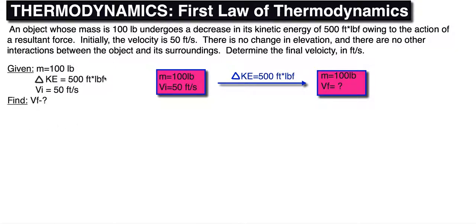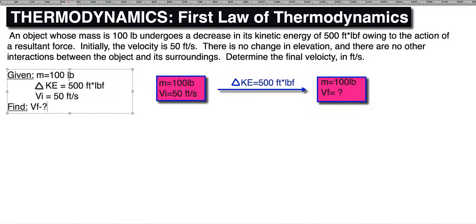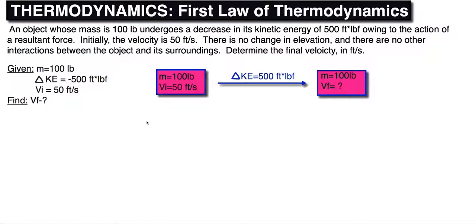So this is just a summary of the main things that we've got so far. Given mass, given change in kinetic energy. Actually, it's a negative change in kinetic energy because it's a decrease, so it's going to be minus. And then the initial velocity is given. And what we need to find is the final velocity.